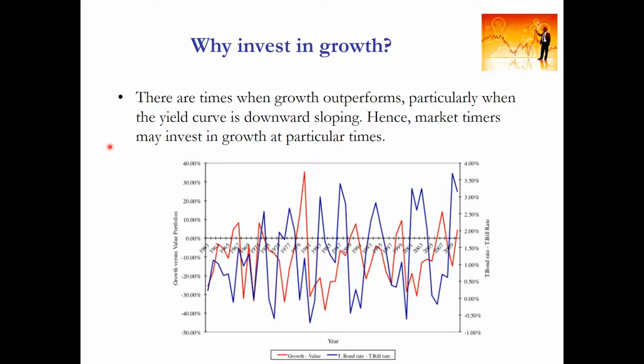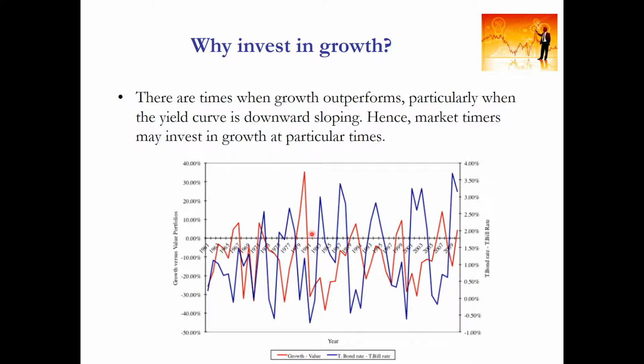Another potential justification for investing in growth is the idea that while on average value outperforms growth, value does not outperform growth in every single period. There may be some periods when growth outperforms value. In fact, the periods where growth outperforms tend to be periods which are predictable. For example, growth tends to outperform when the yield curve is downward sloping. So what we have on the screen is the blue line that shows the relative interest rates of treasury bonds versus treasury bills, or the difference between the long-term and short-term interest rates throughout the time. The red line, on the other hand, is the average return of growth portfolios less value portfolios.